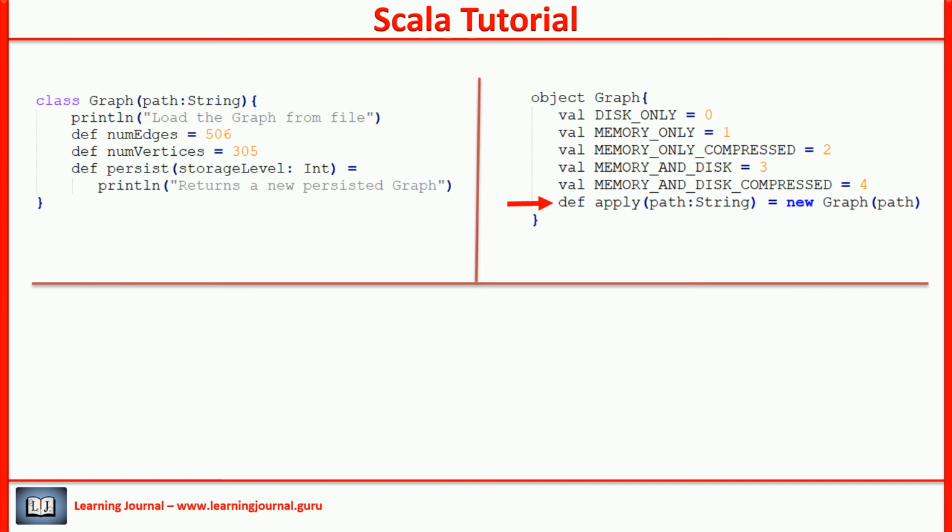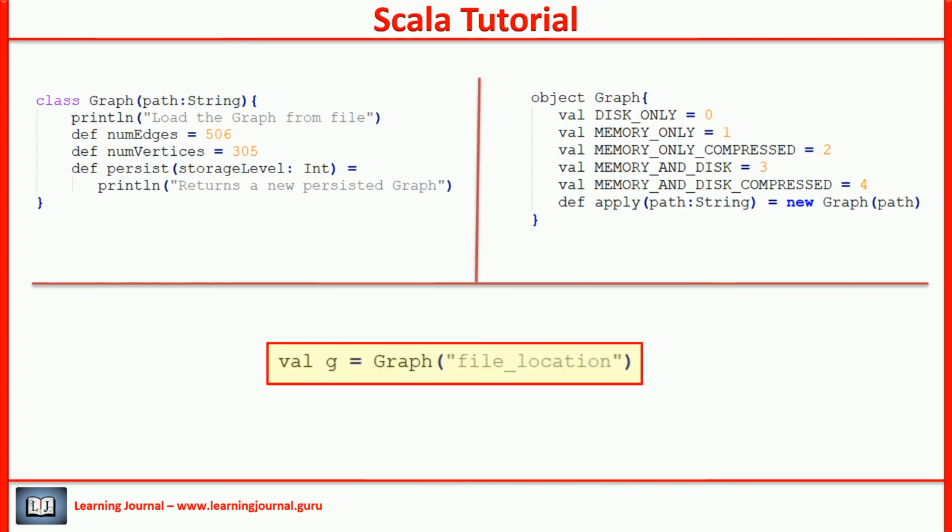In this example, the apply method signature is a kind of replica of the constructor. Take the file location, and all we do in the body is wrap the new keyword within the apply method. Create a new instance and return it. Now you can create a new graph using the below code. What are we doing? We are simply calling the apply method on the graph object, and the apply method returns a new instance of the class.